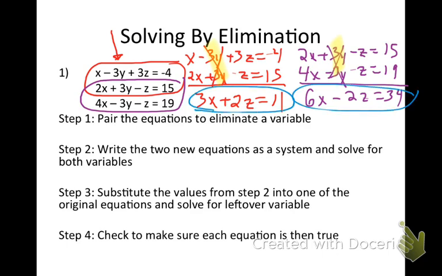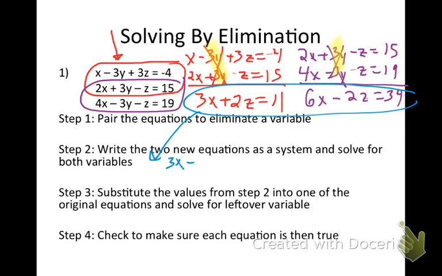Does this look like something we were doing all of this last chapter? Yeah. So I'm going to write those two problems down here now. So I'm going to take both of these, and I'm going to rewrite them down here. So 3x plus 2z equals 11. Then I have 6x minus 2z equals 34.